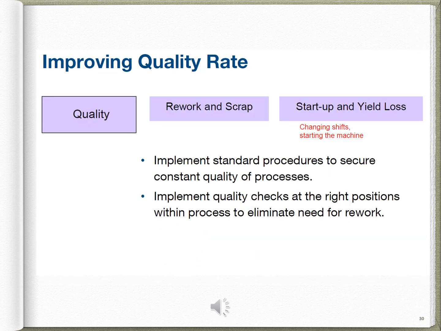Finally, to improve the quality rate, we have to reduce or eliminate defects that lead to rework or scrap, and also reduce startup and yield losses. Two recommendations are: implementing standard procedures to secure the constant quality of processes, and implementing quality checks at the right positions within the process to eliminate the need for rework.